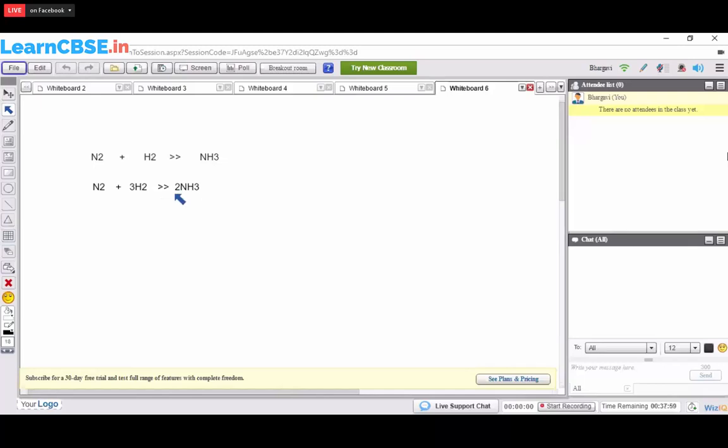Okay. So now here there are 6 hydrogen atoms, and here also it is 3 times 2, it is 6 hydrogen atoms. Okay. Then comes the nitrogen. Here it is 2 nitrogen. Here it is also 2 nitrogen. So nitrogen is also balanced while we are balancing the hydrogen. So now the equation is balanced.